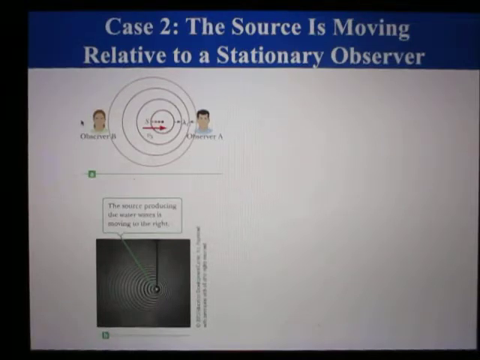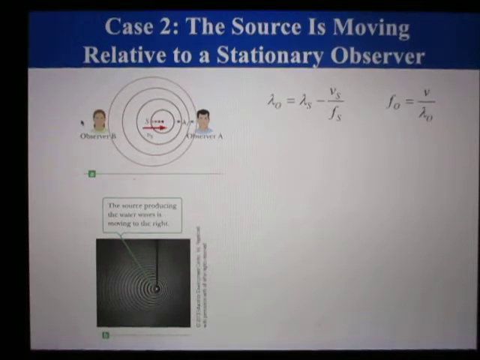Now let's consider a source moving toward an observer at rest, as in the top figure. Here the wavefronts passing observer A are closer together because the source is moving in the direction of the outgoing wave. As a result, the wavelength lambda sub O, measured by observer A, is shorter than the wavelength of the source at rest. The frequency of the observer is given here.